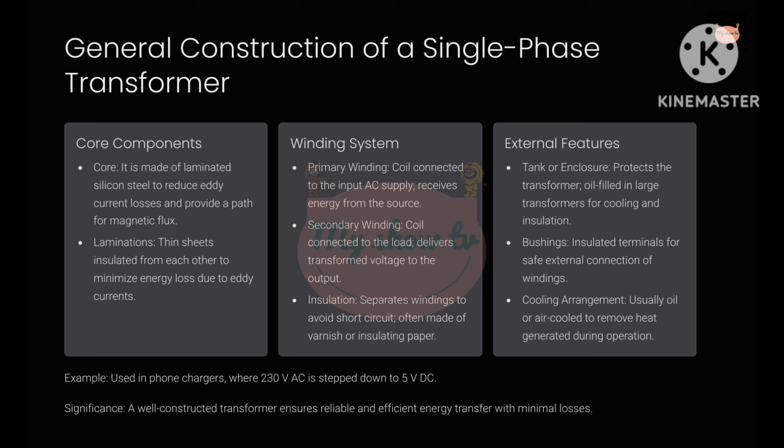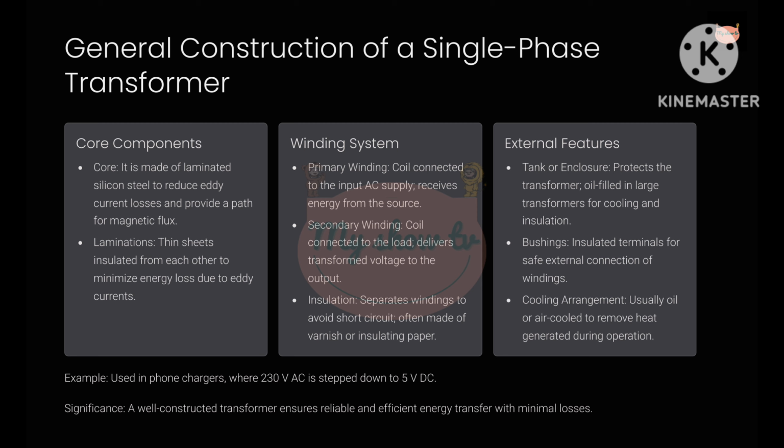3. Secondary winding. This coil is where the transformed voltage is obtained. Depending on the number of turns, the voltage can be stepped up or down. 4. Laminations. These are thin insulated steel sheets stacked together to form the core. Laminating the core reduces energy lost due to eddy currents. 5. Insulation. The windings are insulated using materials like varnish or paper to prevent short circuits and ensure safe operation.